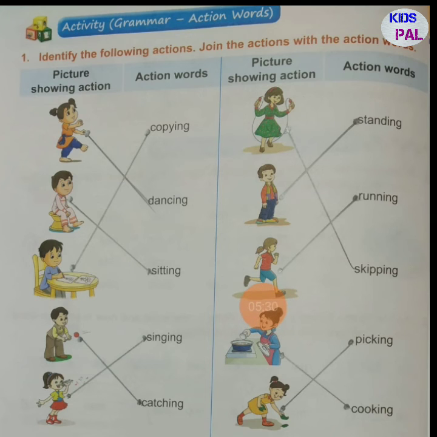What is this girl doing? She is running. So where is the action word running here? See here, second one. So join this running to this girl. Next, what is this girl doing? She is cooking right now. So where is the word cooking? See here, the last word. See, cooking is there. So from here you have to join to that cooking girl. The last, what is this girl doing? She is picking. So where is the action word picking? See here, last second. So join this picking action word to this girl.